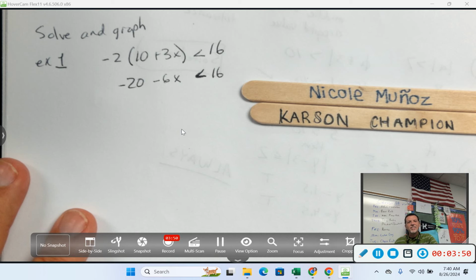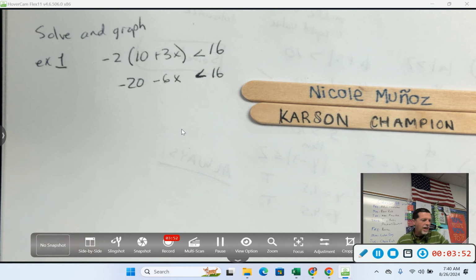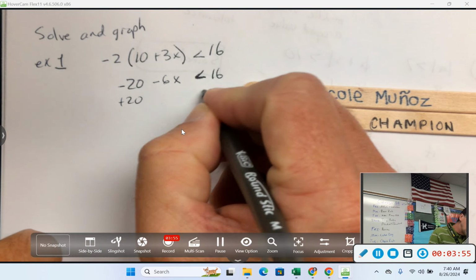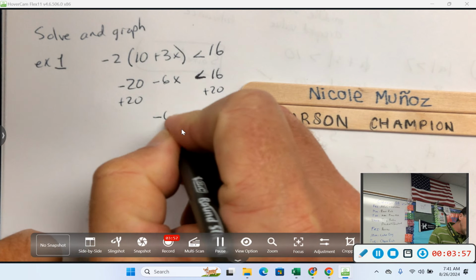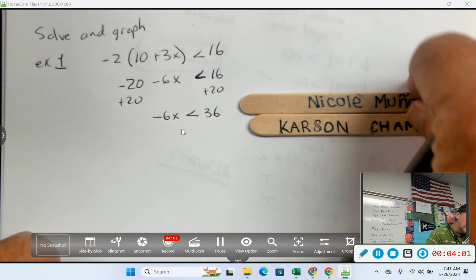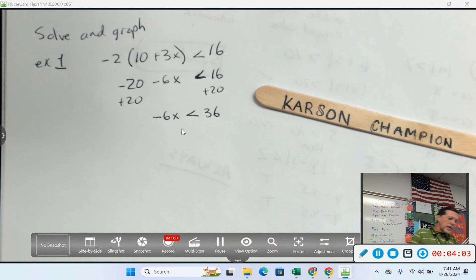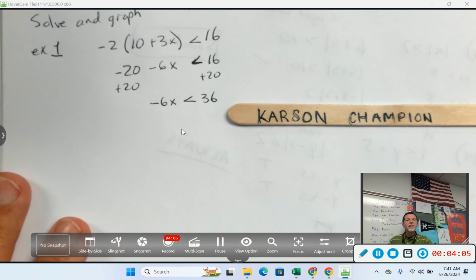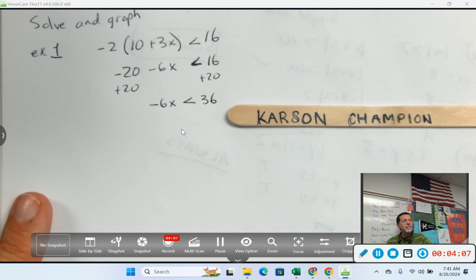Nicole, what would you do next? Add 20. I would add 20 to both sides. So negative 6x is less than 36. Rigged problem alert, right? They were kind to us here. Carson, what would you do next? Divide by negative 6.